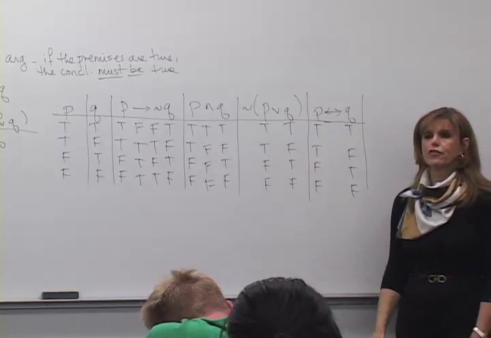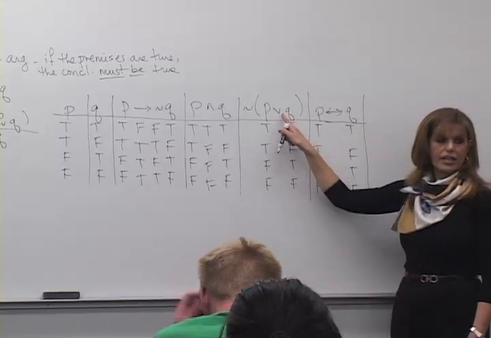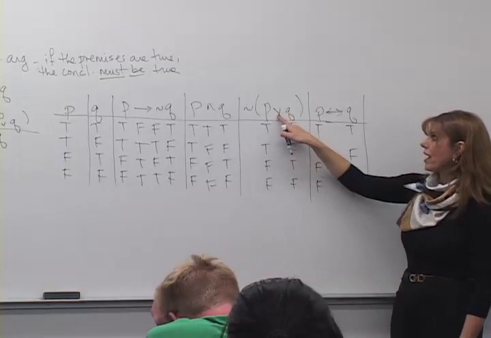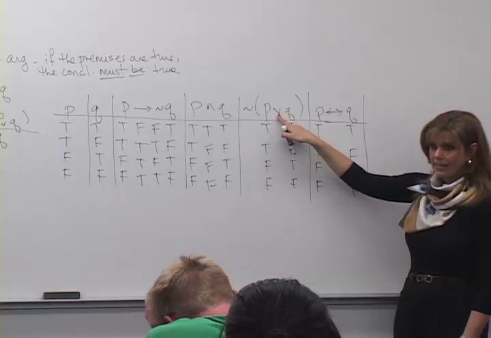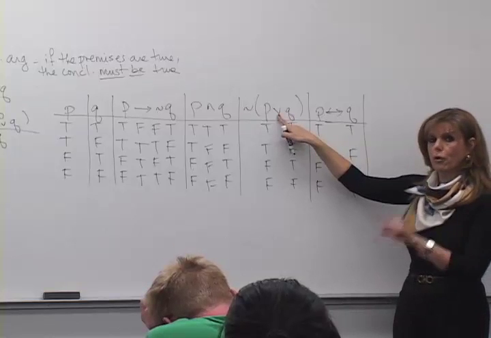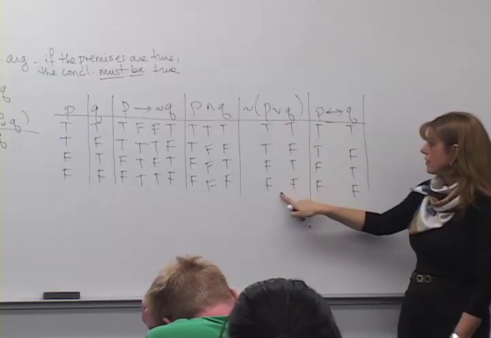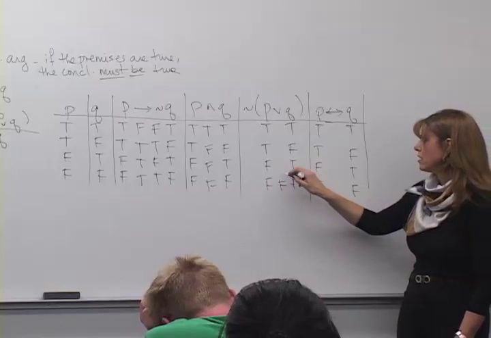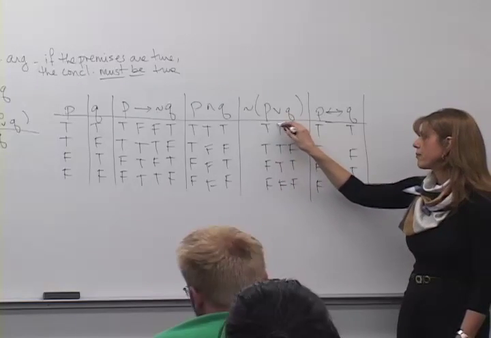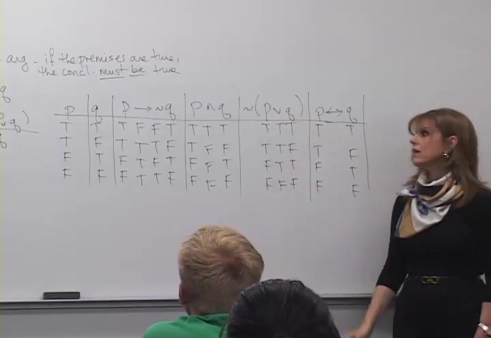Here, which one do I do first? Very good, inside the parentheses. So here I have a disjunction. A disjunction is only false if both are false. They're only both false down here. So everywhere else is going to be true. Now what do I do? I negate it.